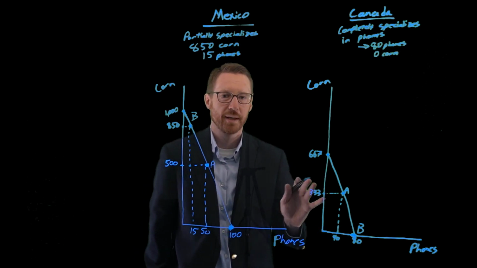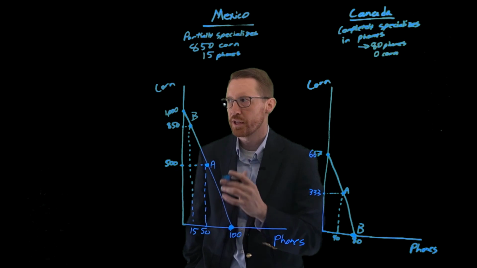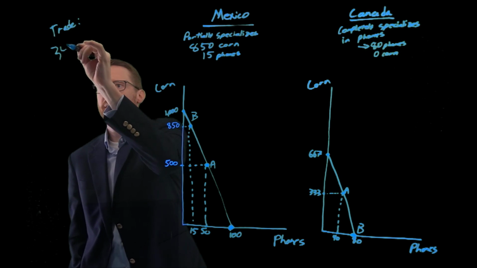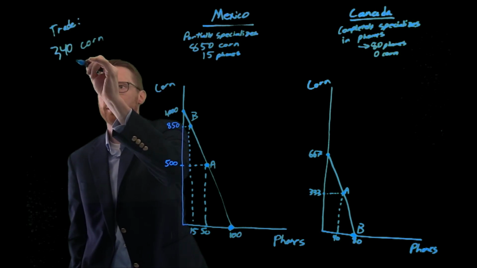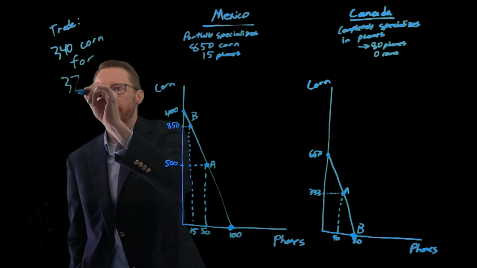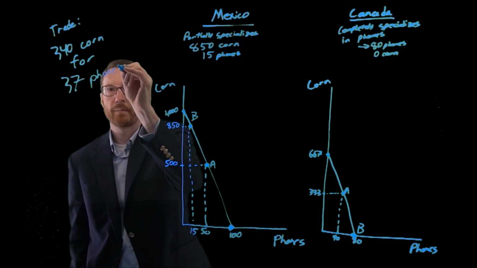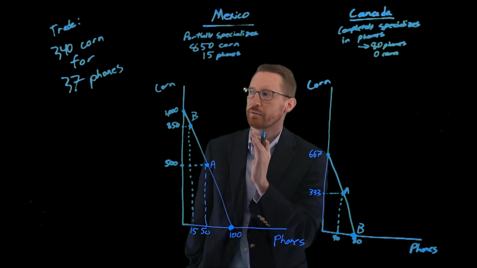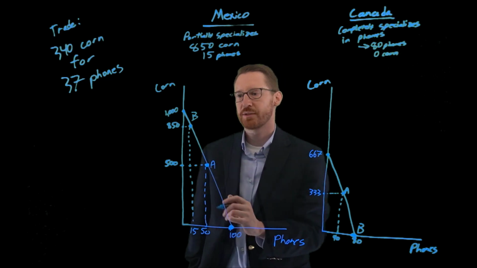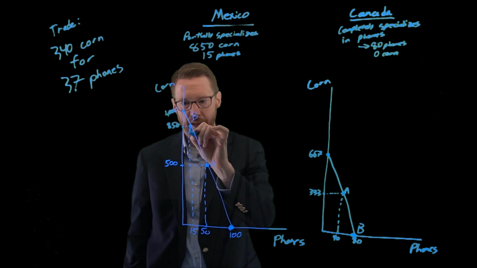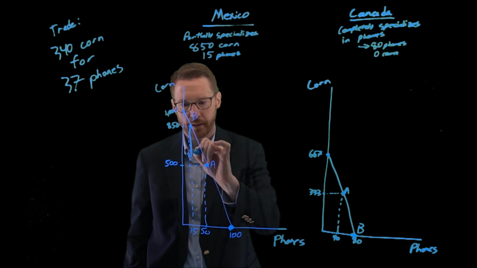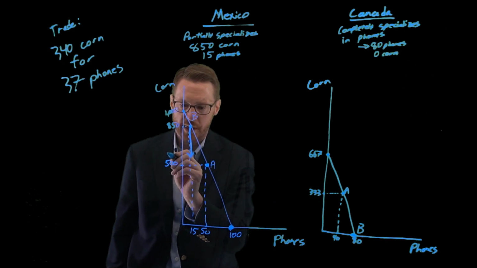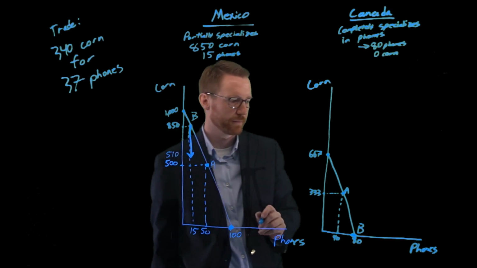Well, at what price is a subject for another video. For this one, let's just assume that they're going to trade 340 corn for 37 phones. Those are the terms of trade agreed to. 340 corn for 37 phones. So that means Mexico, from point B, is going to give up some corn. They're going to give up 340 corn, which leaves them with 510.